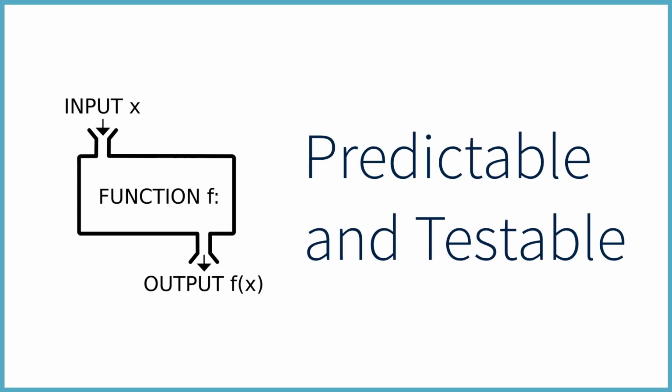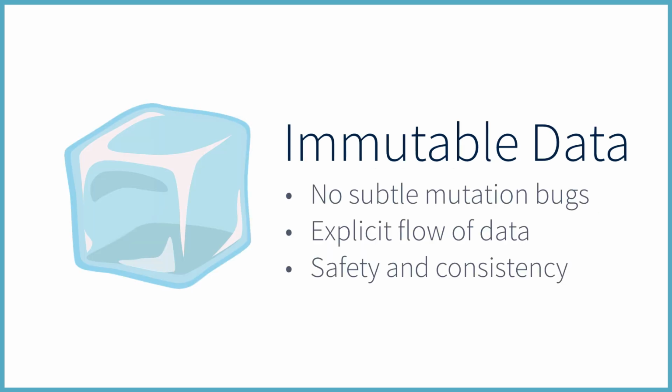Elm offers predictable and testable code thanks to functional programming. In Elm, functions only return a value based on their arguments. Functions can't produce side effects that lead to unpredictable code and bugs. In addition, all data types in Elm are immutable.